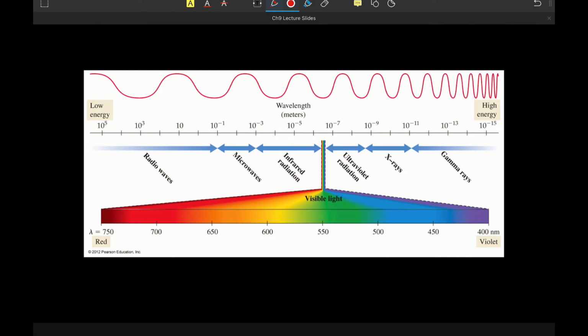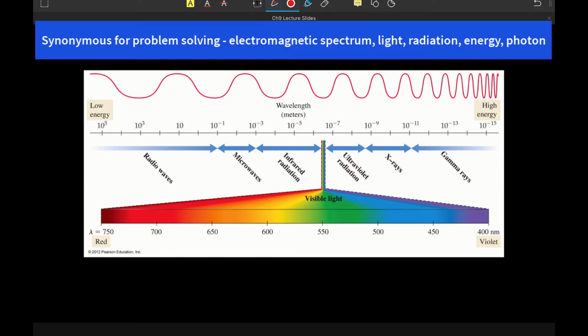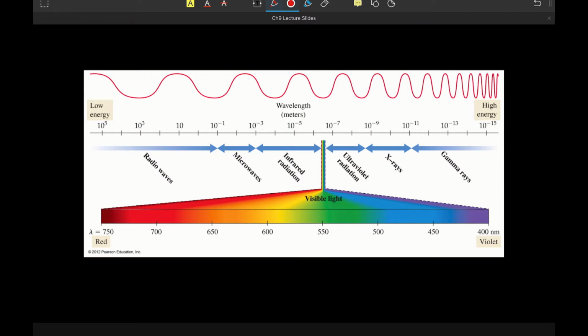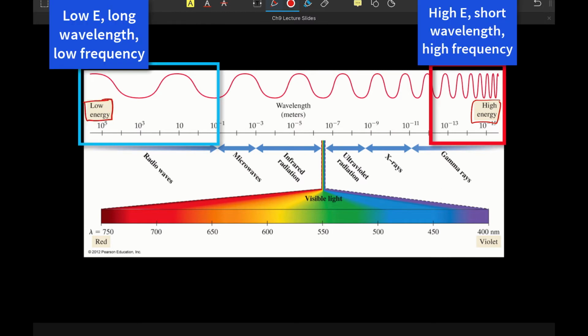Now, if we take a look at this figure from your textbook, it gives us a big picture view of the electromagnetic spectrum, also known as light, or radiation. All those words go together. So let's try to tease out some of the pieces. First of all, here we have representations of the respective energies, high energy, low energy, and respective wavelengths.